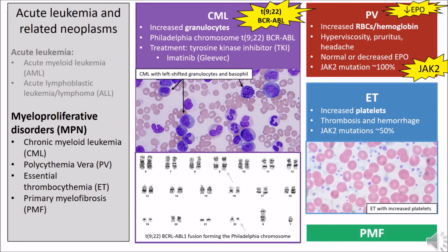Similar to ET, primary myelofibrosis is a disorder of megakaryocytes. However, unlike ET, PMF, like the name suggests, manifests with bone marrow fibrosis. This fibrosis wraps around the cells, making it difficult to aspirate, producing a so-called dry tap during a bone marrow biopsy.